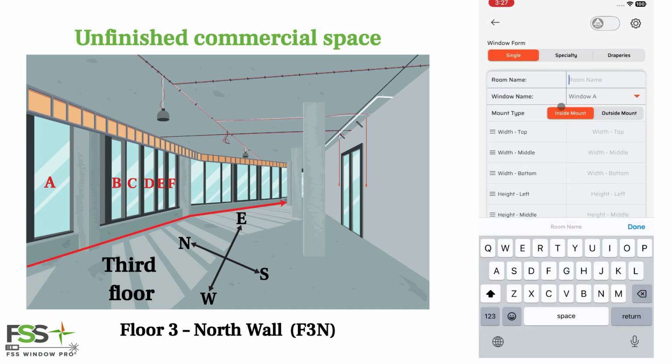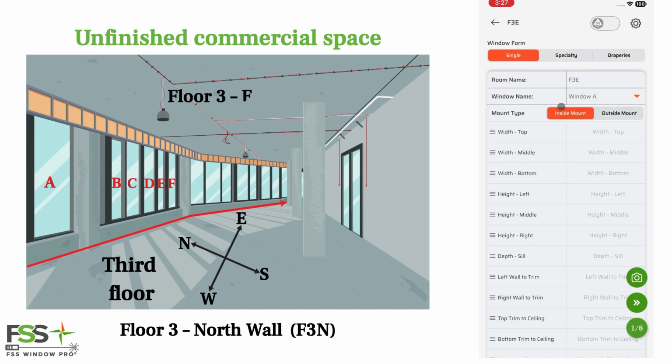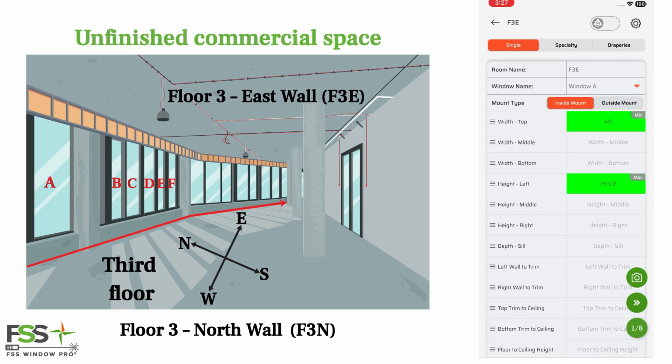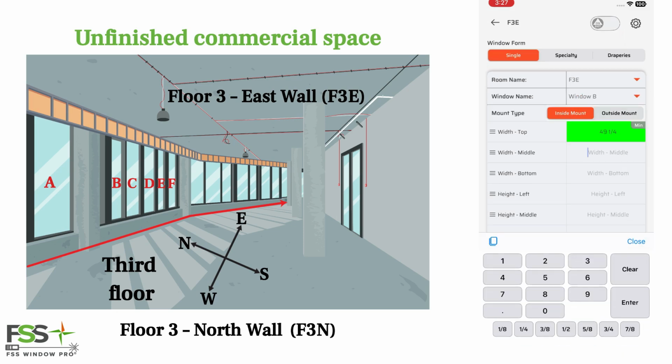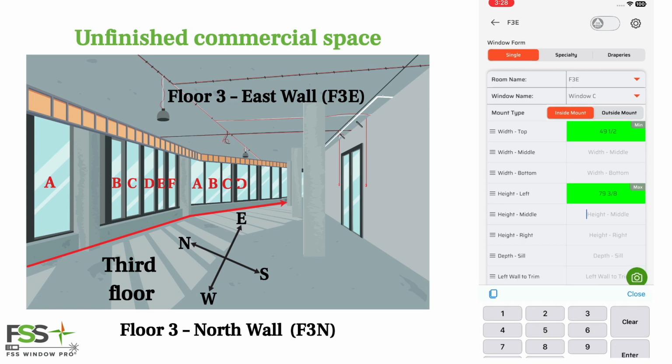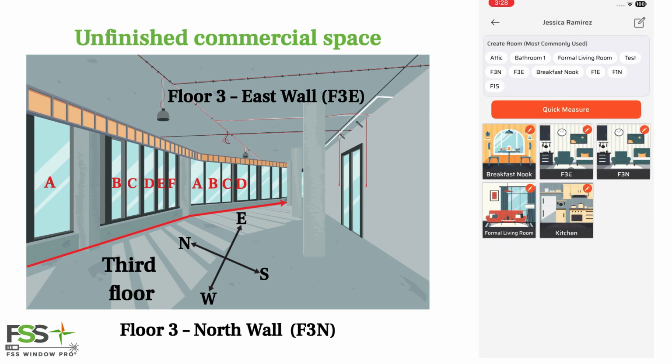If you move to another side of the building, let's say the east wall, you would simply create another section called Floor 3 East Wall and repeat the same process. Again, measuring left to right, naming windows A, B, C, and so on.